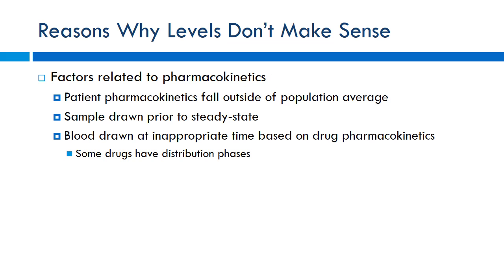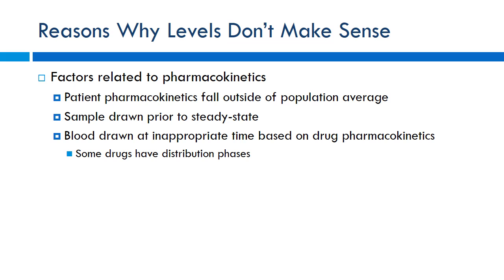Other factors you want to look at, so maybe the patient fell outside of the population kinetics. Maybe there's something with them where their volume of distribution is very different than what you would expect from the population, that they're really dehydrated, or they have a lot of edema, or perhaps their kidney function or liver function is different. And then if the levels are drawn prior to steady state, you should expect them to be too low or too high. Too low if it's before steady state, right? Because you haven't had enough time for those doses to stack up on one another.